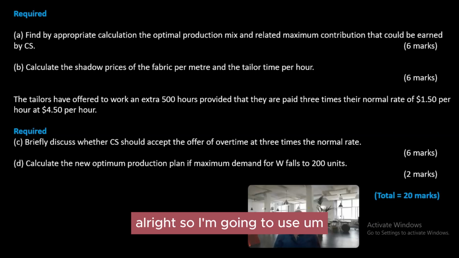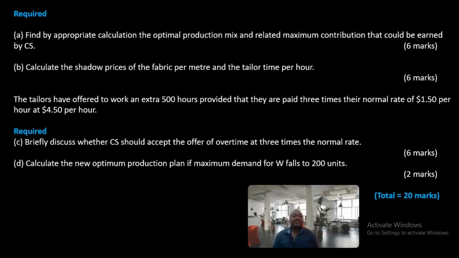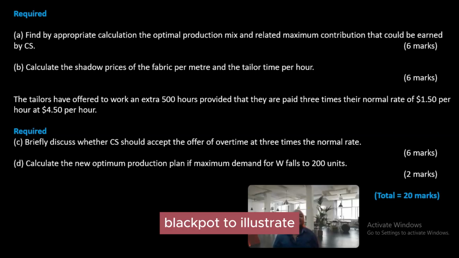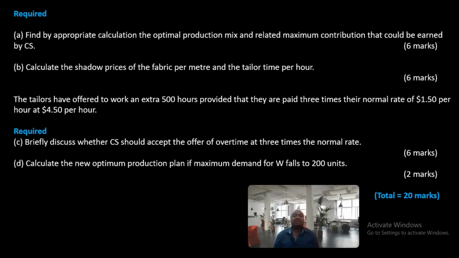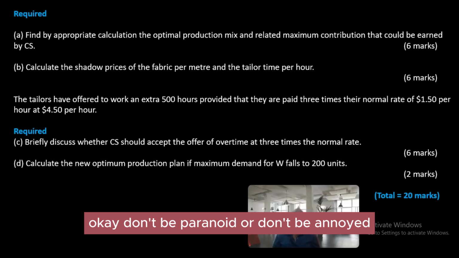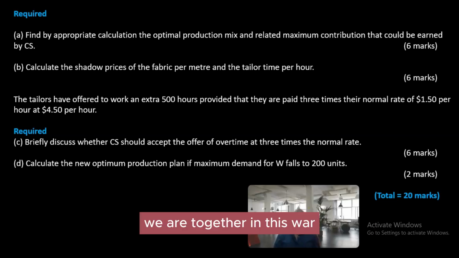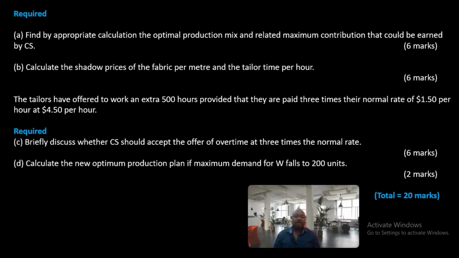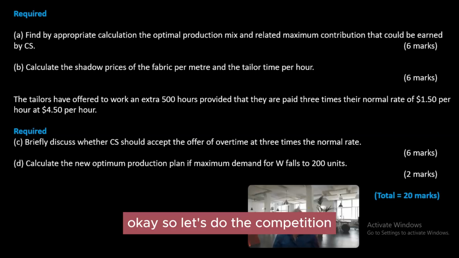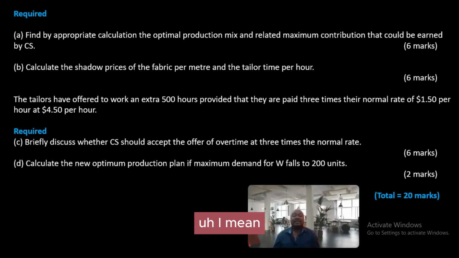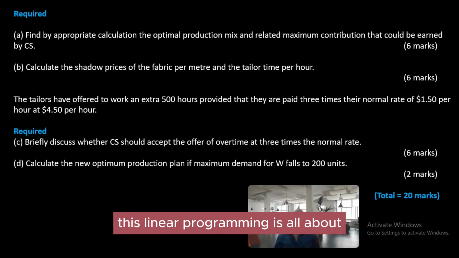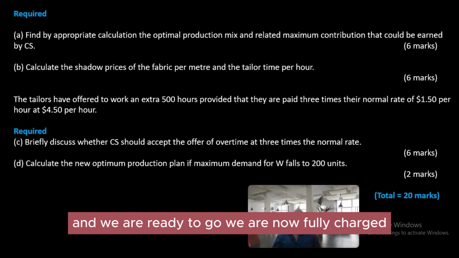All right, so I'm going to use the manual blackboard to illustrate all the computations required. So please, don't be paranoid or annoyed. We are together in this war. Okay, so let's do the computation. We now have the background, now understanding what this linear programming is all about, and we are ready to go. We are now fully charged.